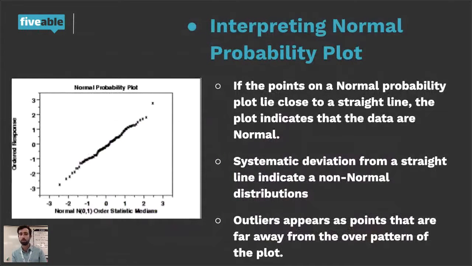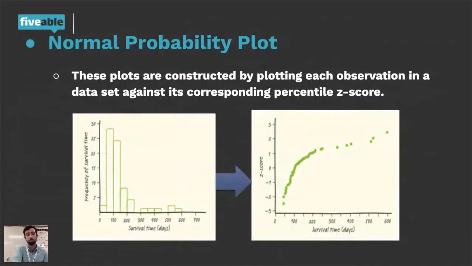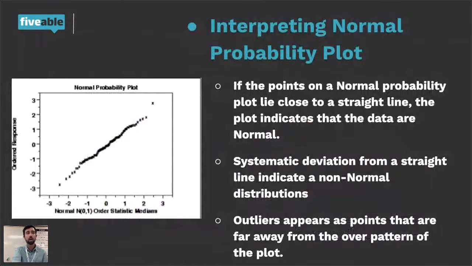So how do we interpret these probability plots? If the points on a normal probability plot lie close to a straight line, the plot indicates that the data are in fact normal. Systematic deviation from a straight line indicates a non-normal distribution. We just saw that. That is not normal. We cannot draw a straight line through all those points. This, we can, right? It's roughly normal. Outliers appear as points that are far away from the overall pattern. So see this point over here? That could be a potential outlier.